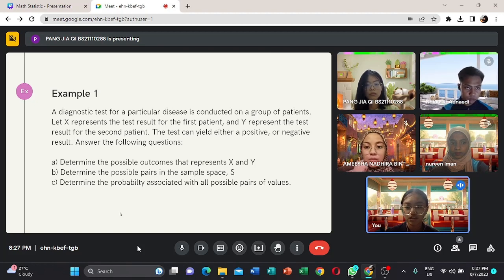Answer the following questions. A. Determine the possible outcomes that represents X and Y. B. Determine the possible pairs in the sample space, and C. Determine the probability associated with all possible pairs of values. Moving on.